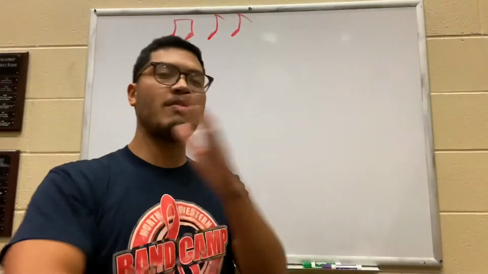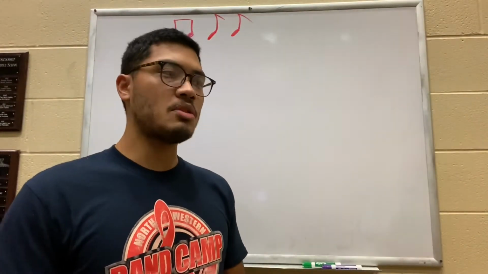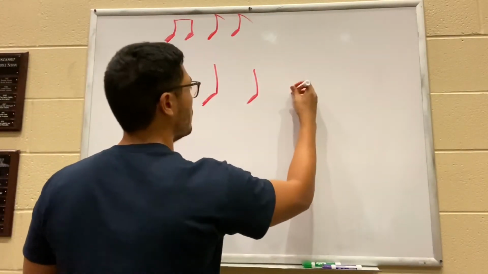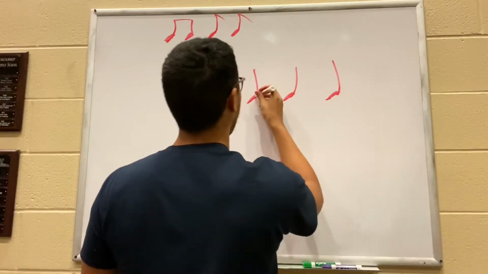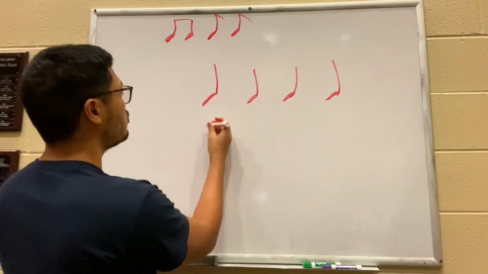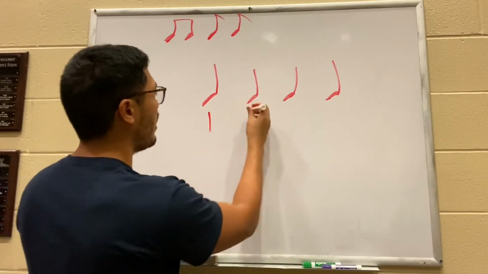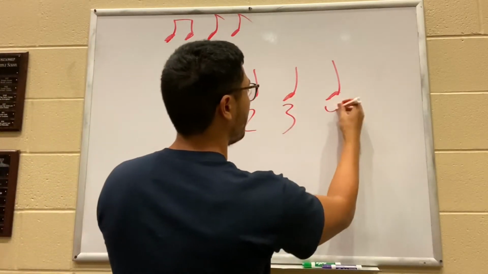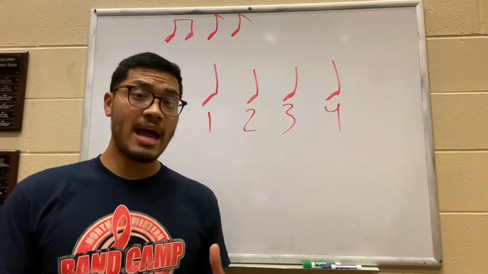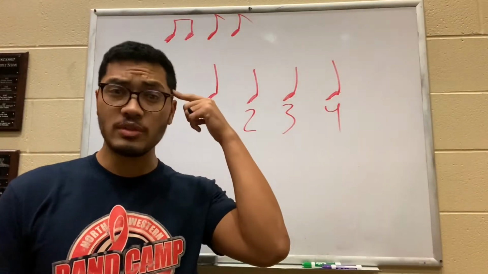Now let's put all of this into context with the world's most boring measure in the world. So I'm going to have boom, boom, boom, boom. Those are my quarter notes. So let's go ahead and count this. Ready? 1, 2, ready, go. 1, 2, 3, 4, boom, boom, boom, boom. So now, let's try to think about those eighth notes again.